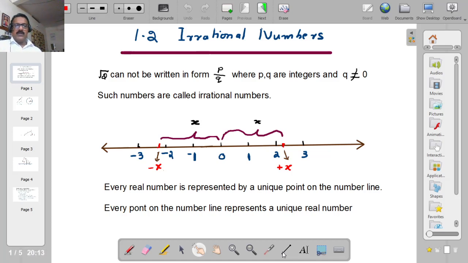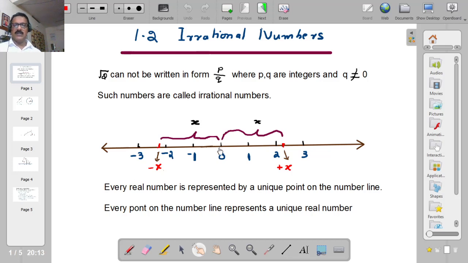The next point that we are going to study is that every real number is represented by a unique point on the number line. That is, associated with every real number there is a unique point on the number line. Suppose we are given a real number x. Then there are three possibilities: x can be positive, x can be 0, or x can be negative. If x is 0, then x is represented by the point 0 on the number line.